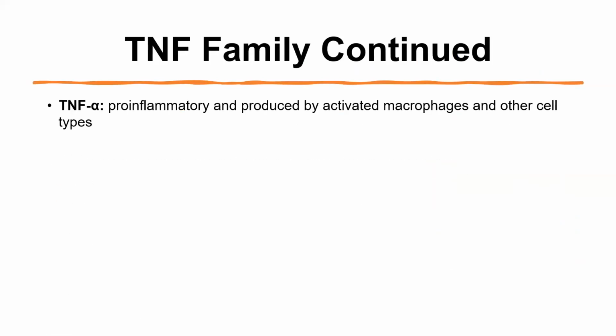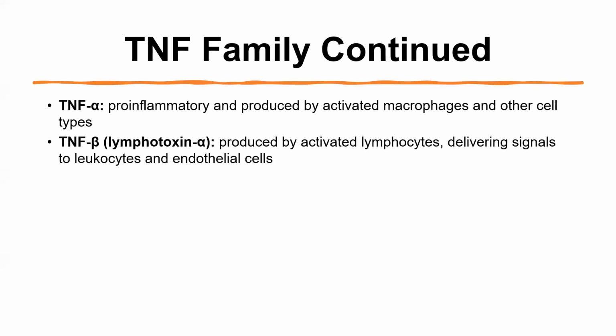TNF alpha is pro-inflammatory. It's produced by macrophages. TNF beta is produced by lymphocytes, and it will deliver signals to leukocytes and endothelial cells. Remember, TNF beta is one of our what types of cytokines? Attenuating, right? Calming for the immune system. So you can think of tumor necrosis factor alpha as pro-inflammatory and tumor necrosis factor beta as anti-inflammatory. That'd be an okay, appropriate association to have.